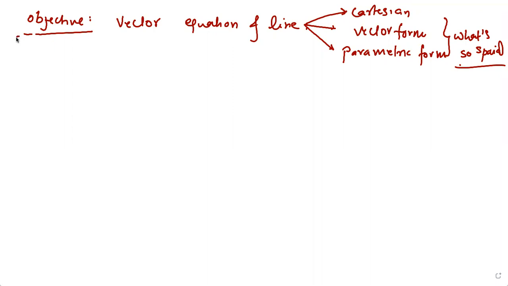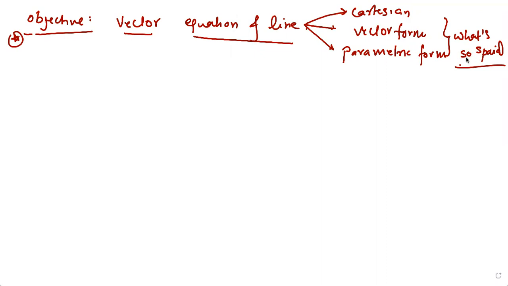So the major objective is understanding what's the vector equation of a line and how do we write down the equation of a line in three dimensions: Cartesian form, vector form, and parametric form. These three are the forms that we need to study for the AAHL course. And how can we interchange these forms from one to the other?